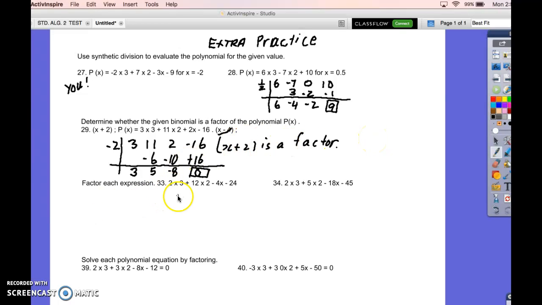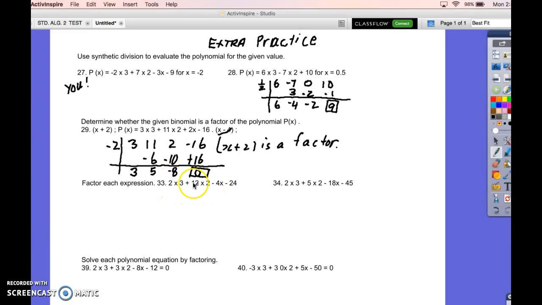But you need your practice for your test or your quiz tomorrow. Now for number 33 and 34, it says factor each expression. So here we have, again, it's not written properly, but it means 2x cubed plus 12x squared minus 4x minus 24. Now, whenever you see a polynomial with 4 terms, it usually can be factored by groups of 2's. So let's see if this one would be what I said it would be.